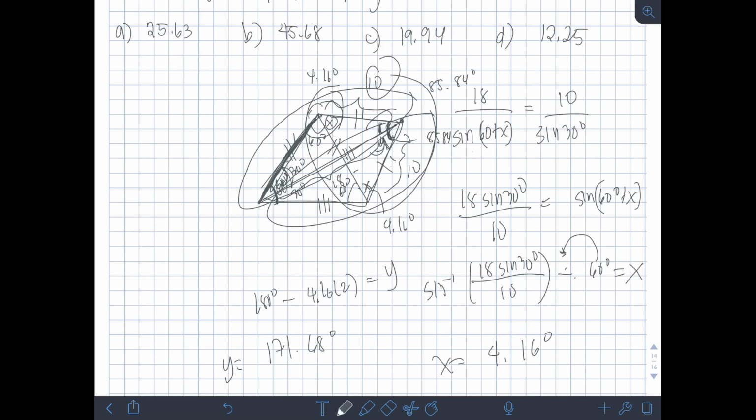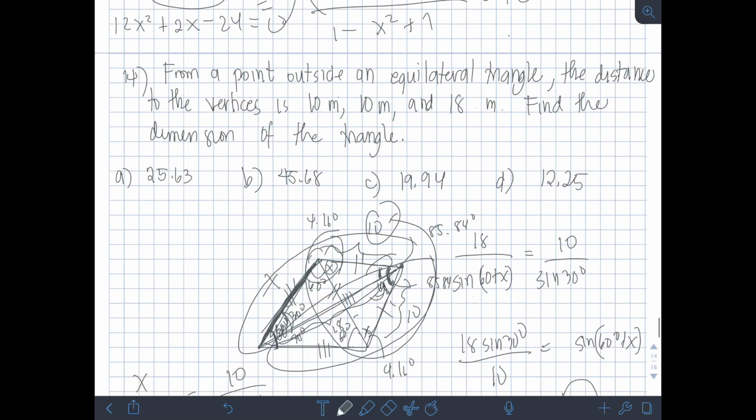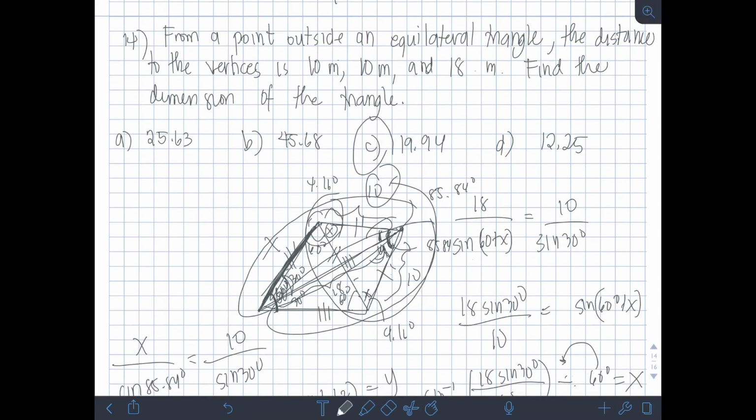So, di ba meron na tayong angle na opposite doon, itong 85.84. So, let's say x to. X over sine 85.84 degree equals yung given natin kanina na 10 over sine 30 degree. So, solving for x, we have 10 times sine 85.84 degree over sine 30 degree. Using calculator, masasolve natin yung side x o yung side ng equilateral triangle as 19.95 meters. So the answer is letter C.